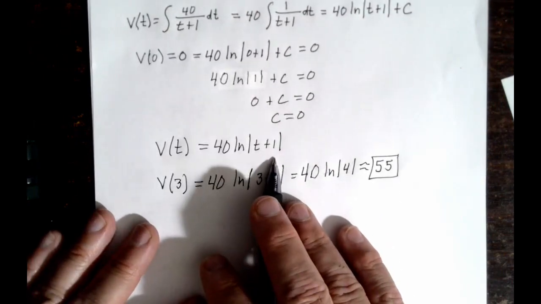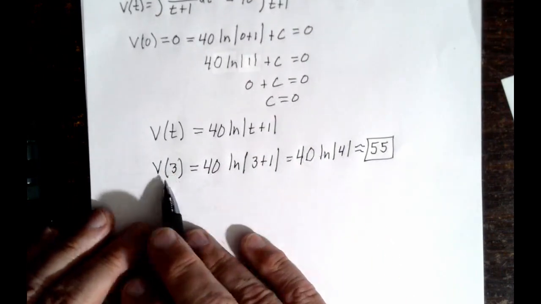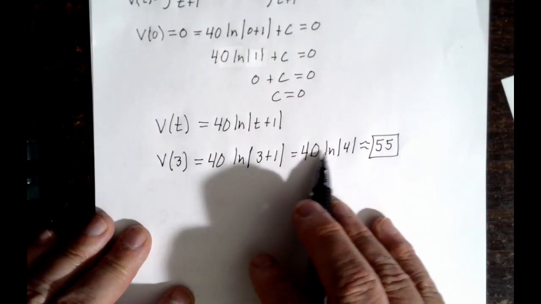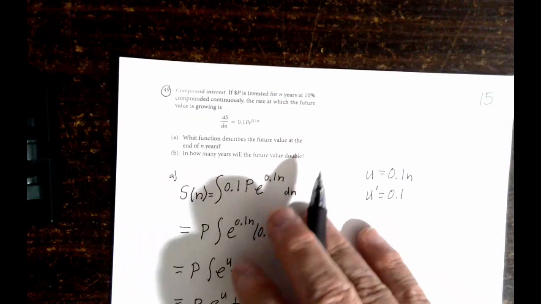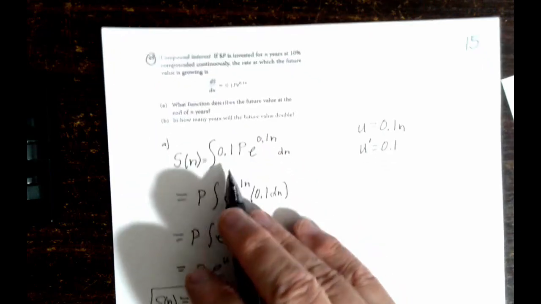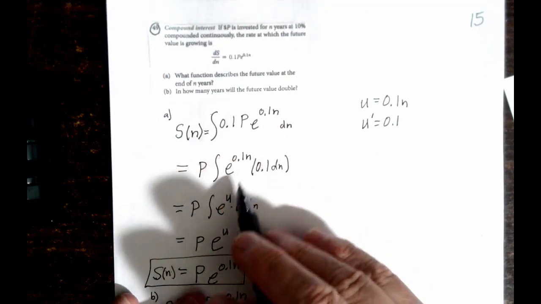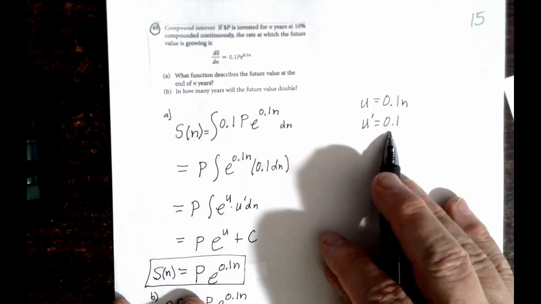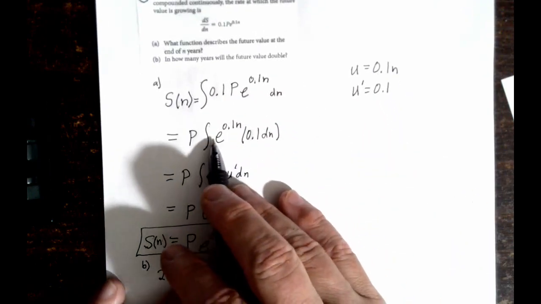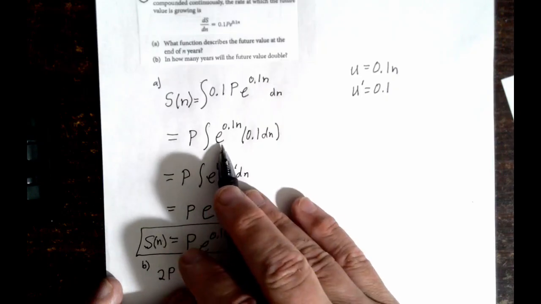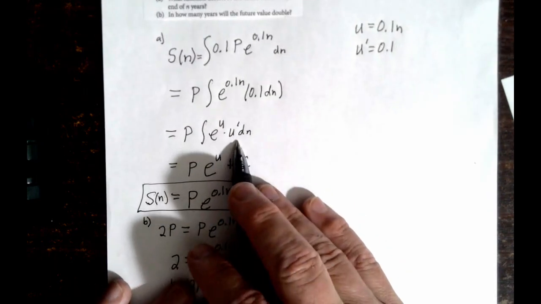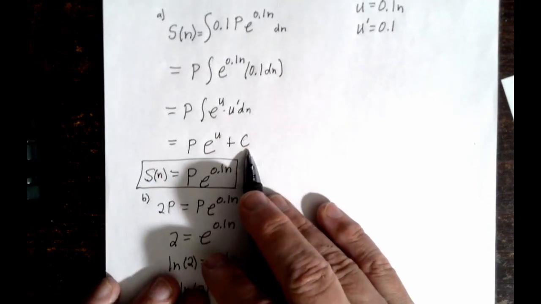So there's your function, and they want to know how many words you'll memorize in 3 hours, and so you plug in a 3 there, and so you've got 40 times ln of 4, which is approximately 55 words. On this one, again, they give you the derivative, so you got to integrate, and if you let the exponent be your u, u prime is 0.1, which you already have. And so you can bring the constant p outside, and this becomes e to the u, and there's your u prime dn. So when you take the derivative, you just get e to the u plus c.